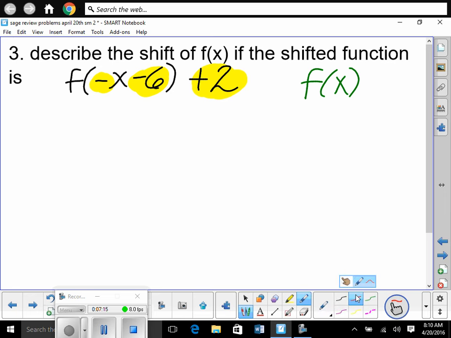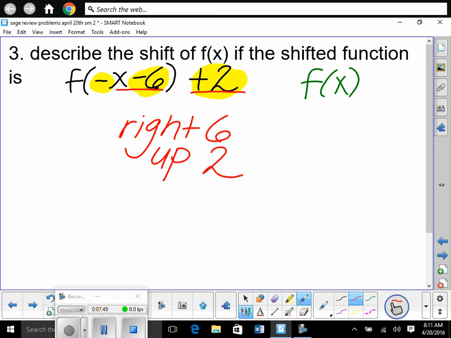First of all, this is a shift. This is being added with x in a group, right? So isn't that our shift left and right for all functions? So we would say right 6. Don't we go opposite of what's added with x for all functions? Yes? Are we all good? And then we have this +2 being added to the entire function, and that shifts the function up and down. Sign stays the same. So we're taking the function f of x, we're shifting it right 6 and up 2.